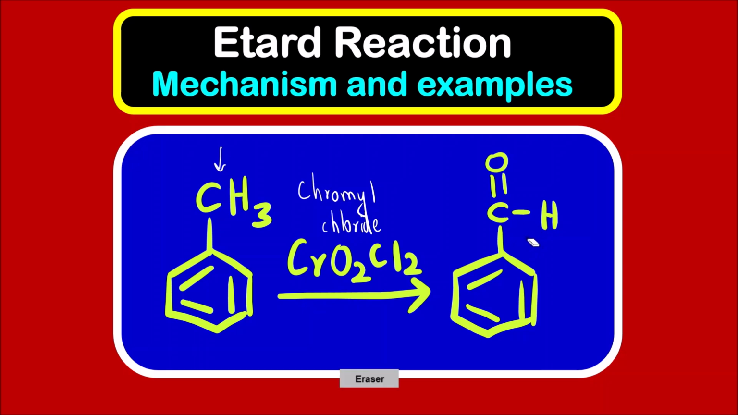If you use KMnO4, the methyl group gets completely oxidized to carboxylic acid, that is C double bond OH. To convert methyl to carboxylic acid, we use alkaline KMnO4. But if you want to stop the reaction at the aldehyde stage, we use this reaction, that is a name reaction, that is the Etard reaction. It is a very simple reaction.